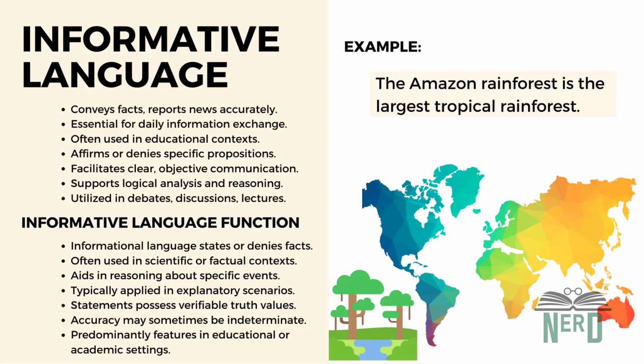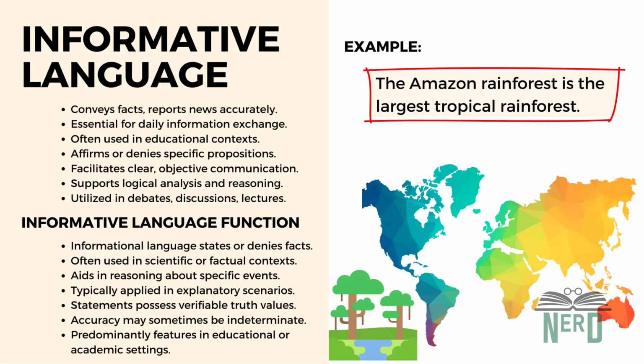Informative language function. This is all about just giving the facts or sharing information. When you use language this way, you're either confirming something is true or denying it, like stating a scientific fact or describing what happened at an event. It's used to explain or reason about things, like discussing what happened in a situation or why something went down a certain way. The key thing here is that these kinds of statements can be checked for truth. They're either true or false, although sometimes it's tough to know which.